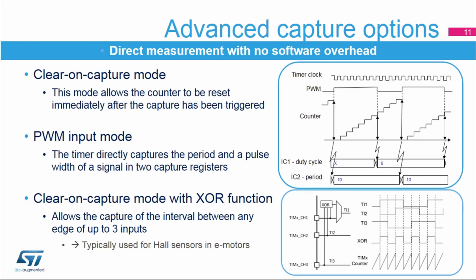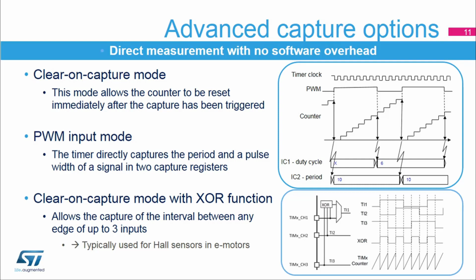This slide presents some more advanced capture-related functions. The clear on capture mode causes a counter reset immediately after the capture has been triggered. This allows a direct measurement of the period, while a traditional free-running counter would require additional computation to obtain the period following the trigger. In PWM input mode, the timer is able to capture both the period and the duty cycle of an incoming PWM signal.